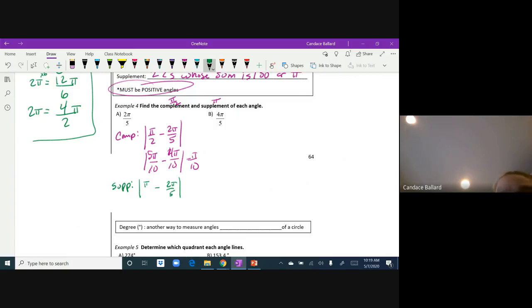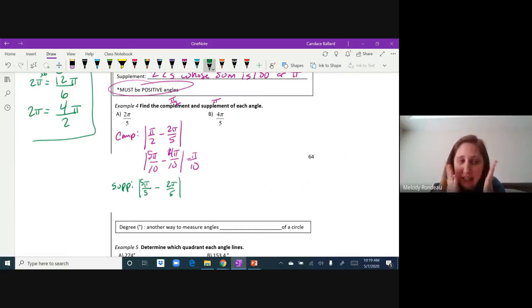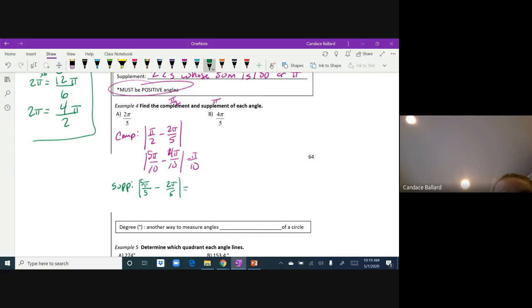So I'm going to cheat a little bit on this one because of space. I know that my common denominator has to be 5, so I'm going to put a 5 on the top and a 5 on the bottom. So 5. Mrs. Ballard's cheating. I know, it's rough. We'll get over it. All right, so 5 pi minus 2 pi is 3 pi over 5.